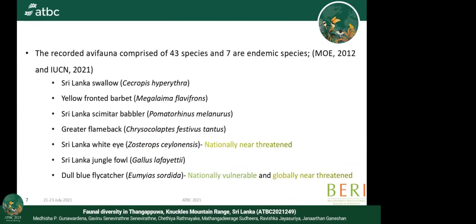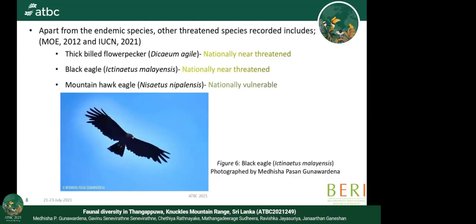This included the Sri Lankan white-tailed species, which is nationally near threatened, and the dark-blue flycatcher, which is nationally vulnerable and globally near threatened. Apart from the endemic species, two nationally near threatened species were also recorded, the thick-billed flowerpecker and the black eagle. Additionally, the nationally vulnerable mountain hawk eagle was also observed.